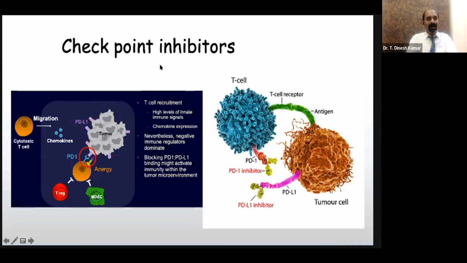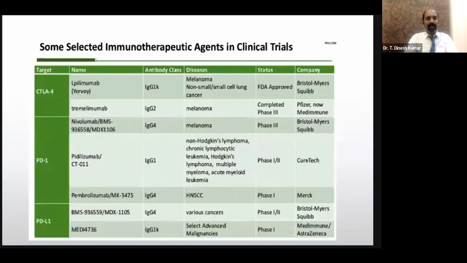So what these checkpoint inhibitors do, okay, checkpoint inhibitors are those drugs which block this connection between this PD1 and the ligand which is there in the tumor. So this is how these checkpoint inhibitors work, and this was advantageous over the cancer vaccines. Till date, there are a lot of immunotherapeutic agents in clinical trials. These are called the checkpoint inhibitors, which are the CTLA4, the PD1, and the PDL1. Okay, so these are very active checkpoint inhibitors which are currently in use.